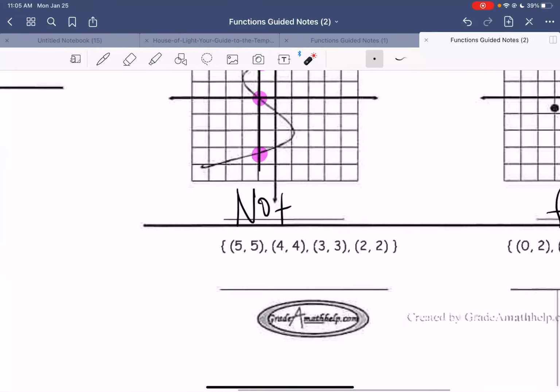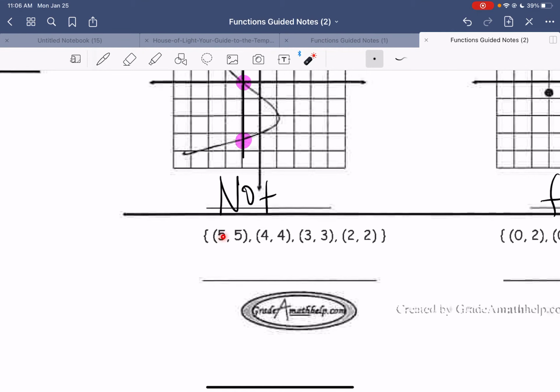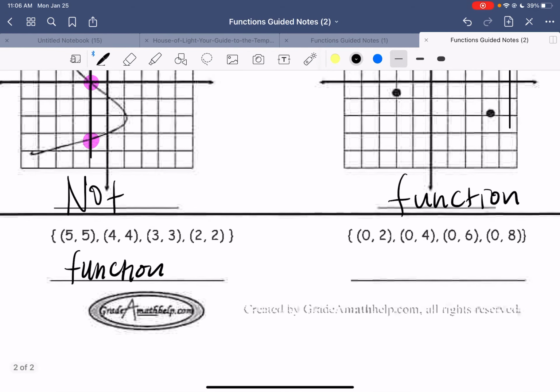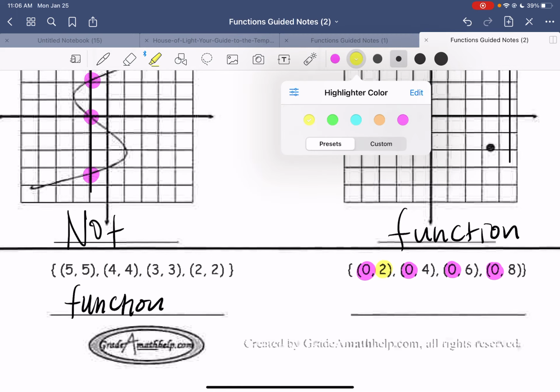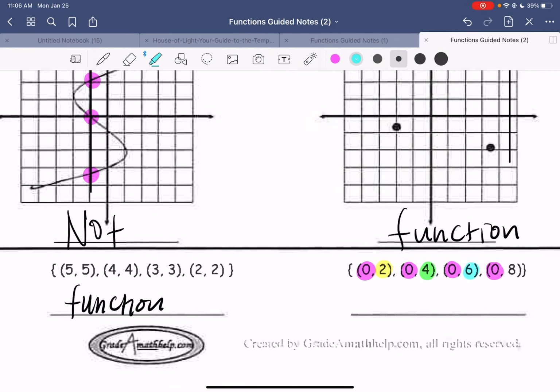All right, this bottom section, we have 5, 5, 4, 4, 3, 3, and 2, 2. So all of our inputs are different, so this is a function. And our last one, we have 0, 2, 0, 4, 0, 6, and 0, 8. So if we notice, each of our inputs is the same, but all of our outputs are different. So that creates a problem, which means it is not a function.